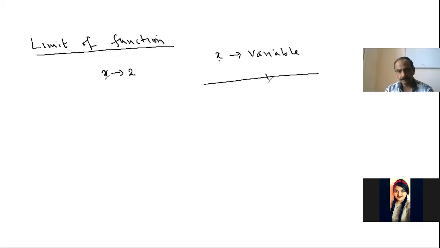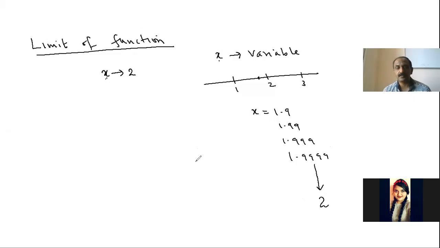If this is a number line, the 1 is 3. Initially, x is 1.9. Then it became 1.99. Then it became 1.999. If x value keeps on doing this, what do you say? x is approaching 2.